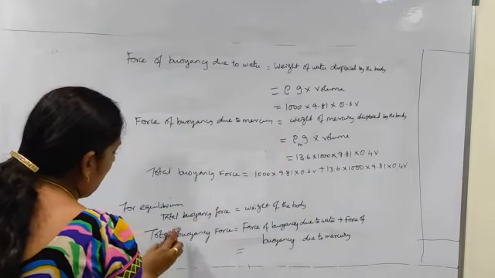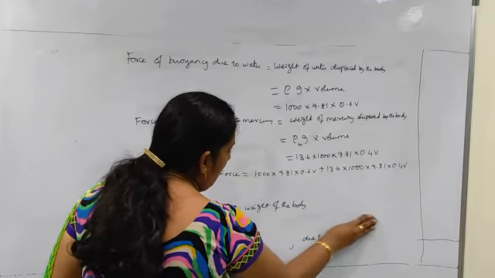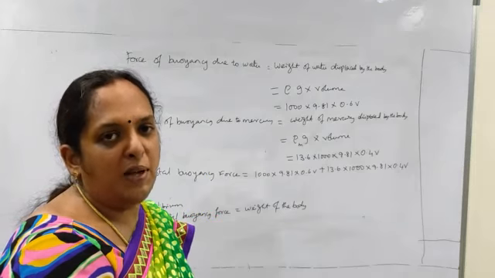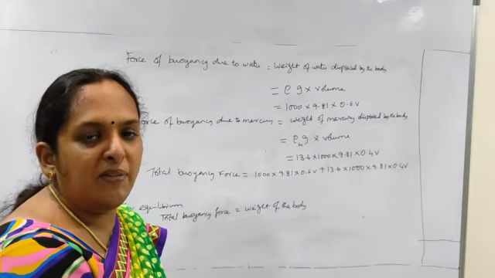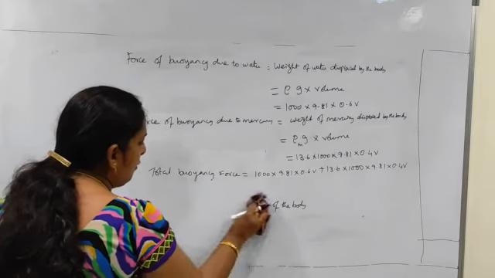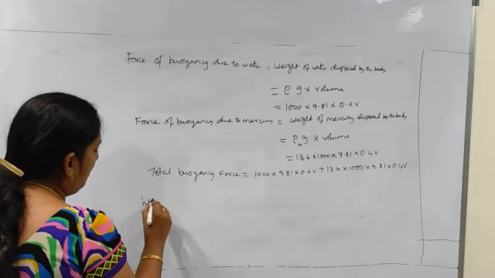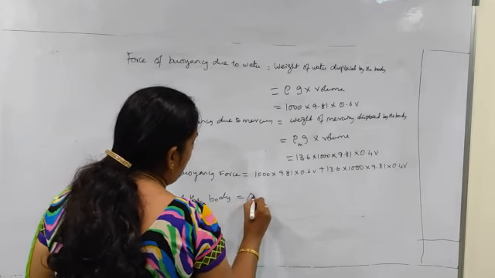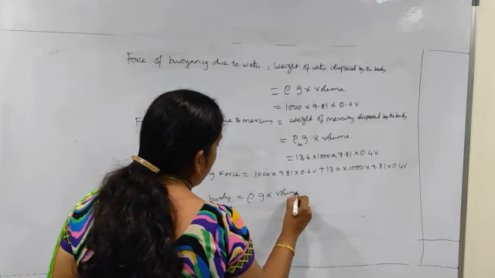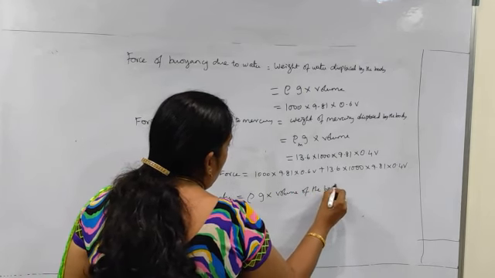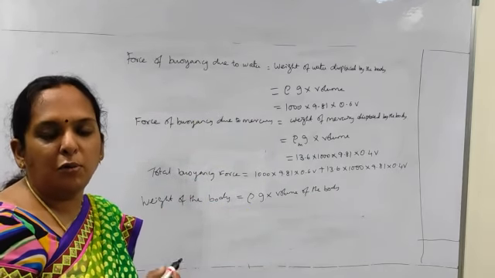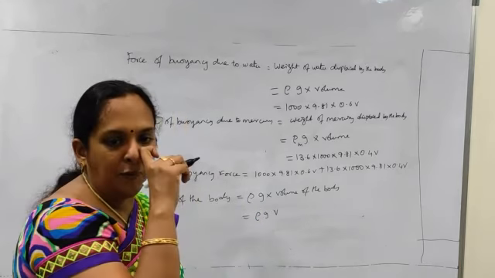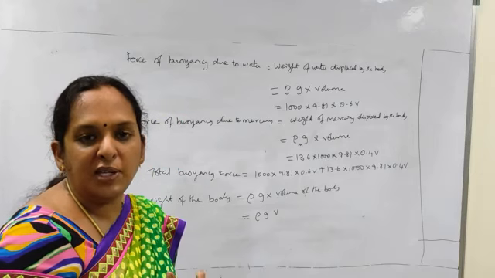Now for the equilibrium condition, the total buoyancy force will be equal to the weight of the body. So now I have to find out the weight of the body in this problem. How do you find the weight of the body? Same thing, it is rho into G into volume. So the weight of the body is rho into G into the volume of the body. We know rho into G into V, and this also we are giving in terms of only V. We have to find out the value of rho.